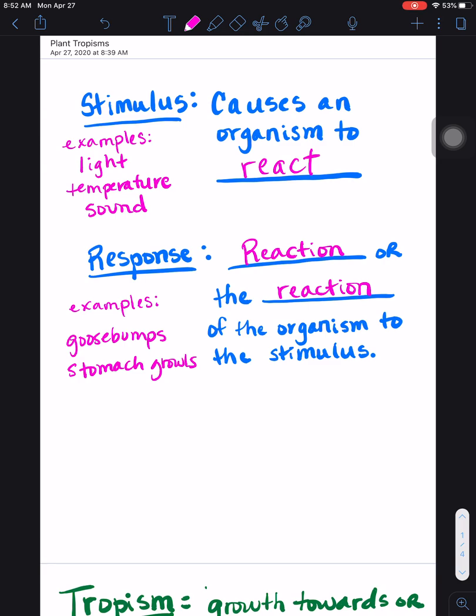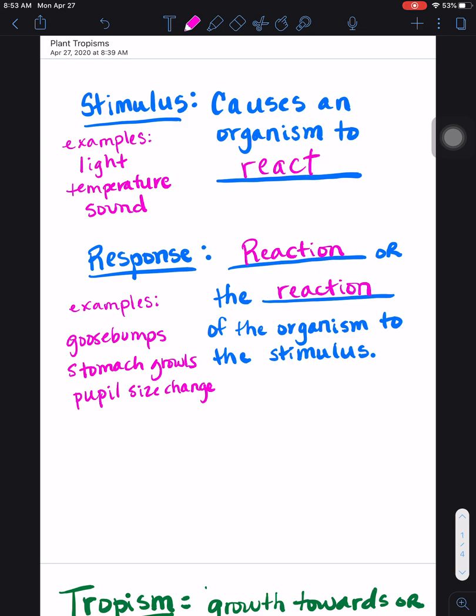Light. Light can make you respond in several ways. One of them would be pupil size changes. We did a little experiment in the classroom like that. The pupil is the black part of your eye, and it'll get smaller when there's more light, and it'll open up bigger when there is less light, so you can see better. So those are just some reactions or responses to stimuli.